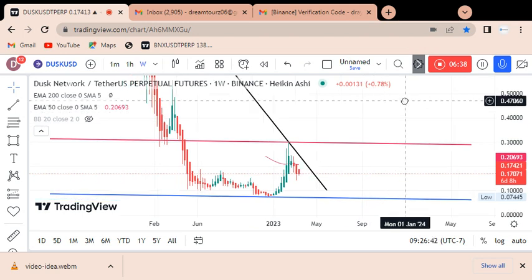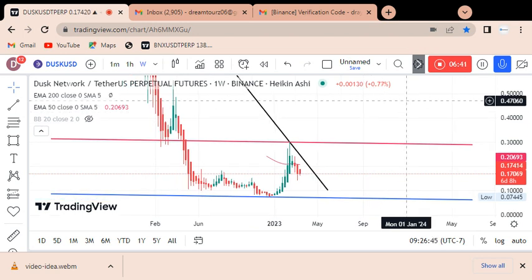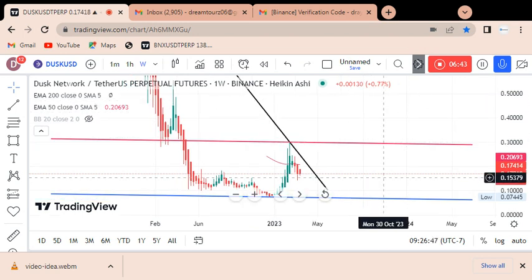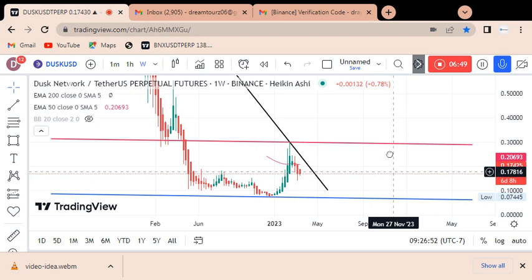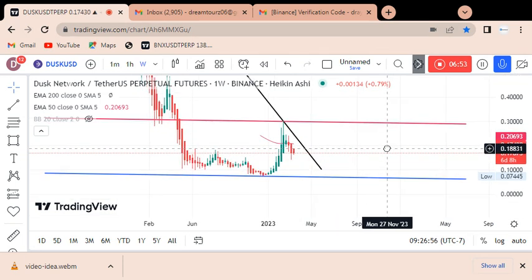Now, there's a resistance somewhere around here, and there's support somewhere around here. When price got here, it reversed. So what's going to happen? Will it come back to the support line?